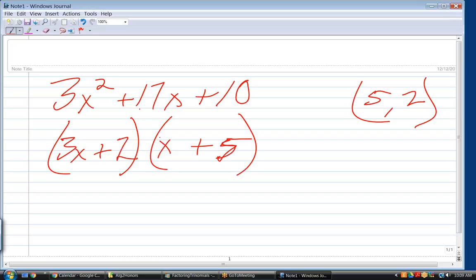Because okay, I know I have to get a big number to get this middle term. Yeah, that's true. So then 5 and 3, so that's 15x and that's 2x. So that's right. So that works.